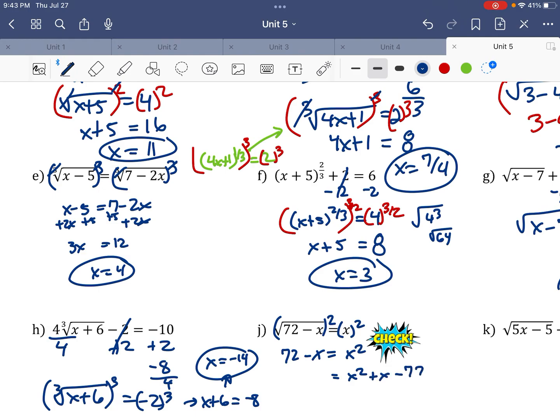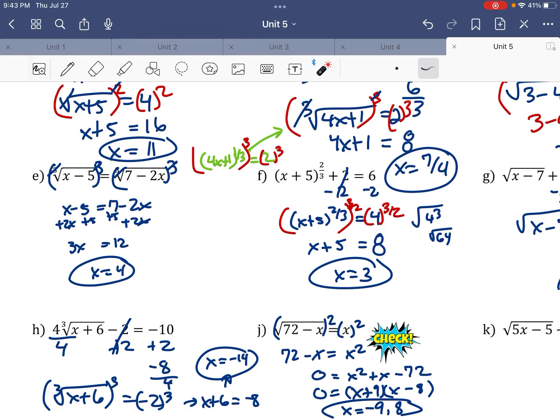So I'm going to have to get everything onto one side and move the x over, move the 72 over, and I'm going to find myself having to factor. What multiplies to the 72 is 9 times 8, plus 9 and a minus 8. So I get two answers. I get negative 9 and positive 8. Now, I have this big check thing here. So you have to be careful.